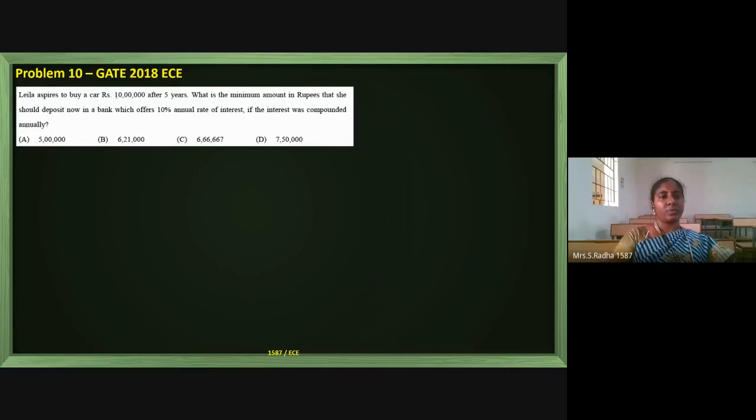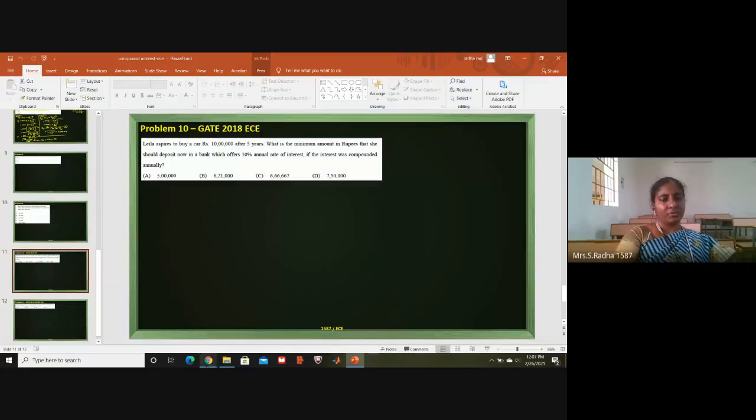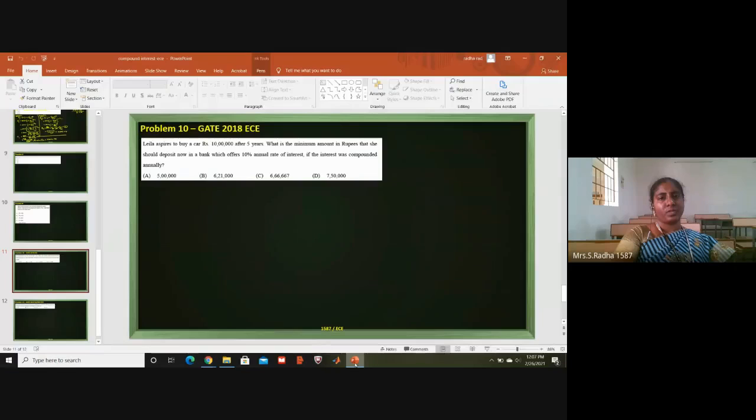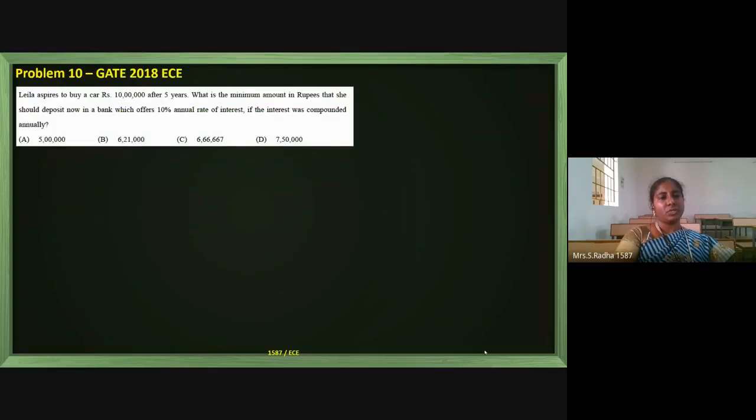Amount 10 lakh rupees after 5 years. Laila aspires to buy a car worth 10 lakh rupees after 5 years. So after 5 years, she should have 10 lakh rupees to buy the car. And the next thing is, what is the minimum amount in rupees that she should deposit now in the bank, which offers 10% annual rate of interest, and if the interest was compounded annually.